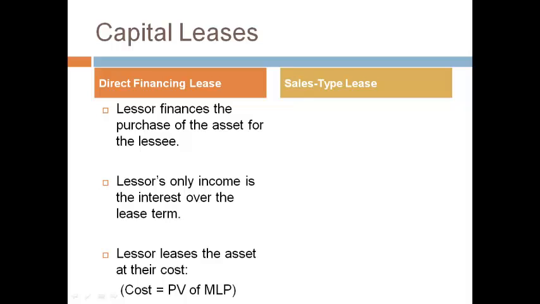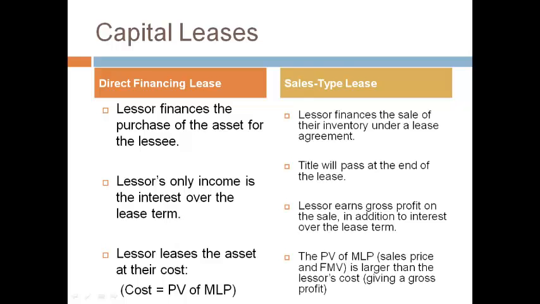In a sales type lease, the lessor earns profit on the sale of the inventory and earns interest. An example of a sales type lease is Boeing leasing aircraft to American Airlines. American leases the aircraft at the fair market value, a price higher than it costs Boeing to manufacture the aircraft. Boeing earns gross profit on the lease of the aircraft and also earns interest for financing the purchase. A sales type lease is recorded similar to selling inventory.